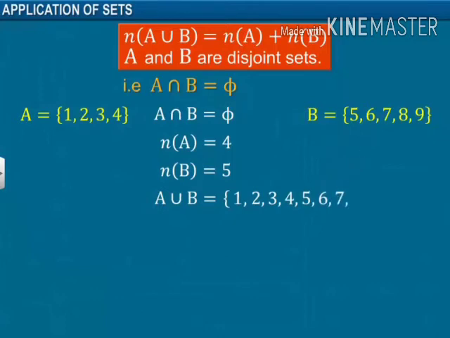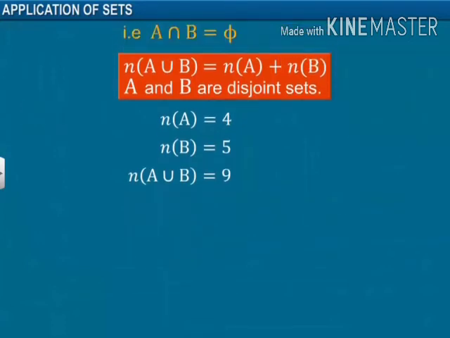The number of elements in the set A union B is 9. Now, we can see that the number of elements in set A union B is equal to the sum of the number of elements in sets A and B. Therefore, the relation is verified.